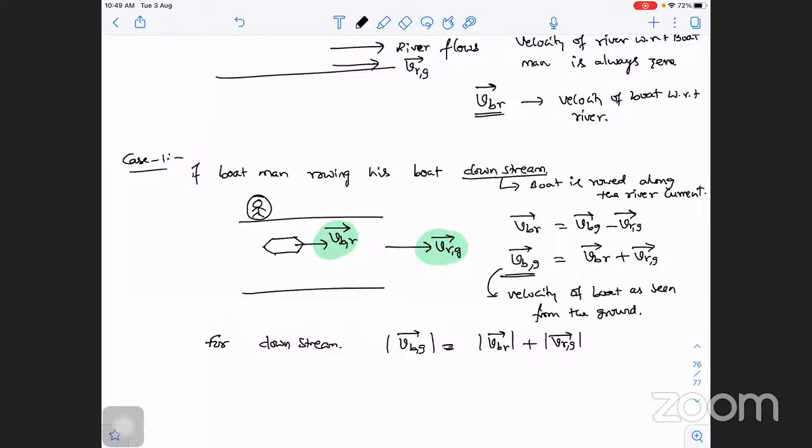Similarly, can you find out if the boatman is rowing his boat upstream? If he is moving upstream, upstream means opposite to river flow. All of you try for upstream, opposite to river flow.